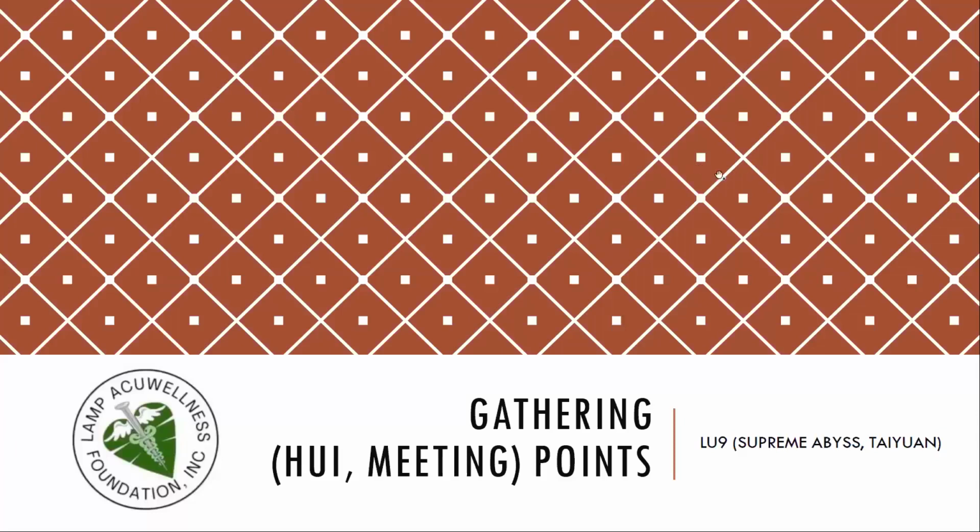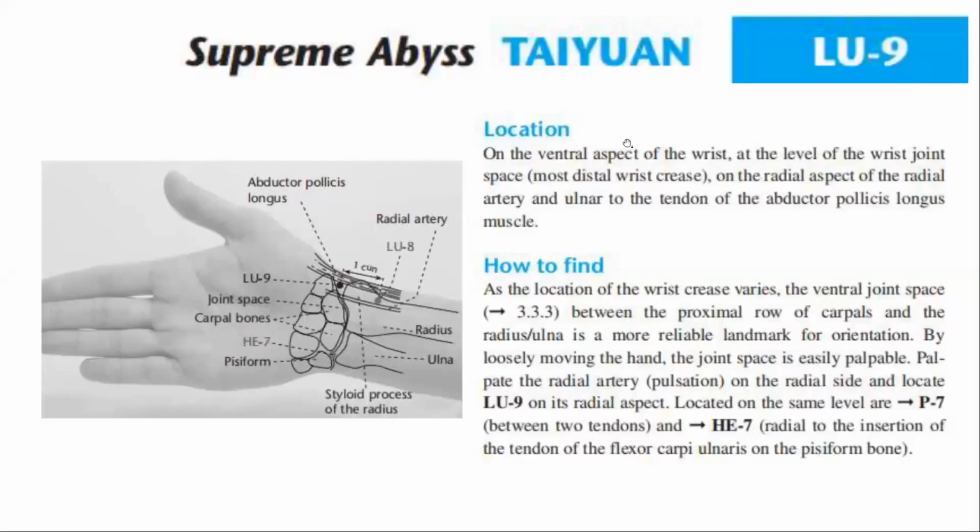Now we continue with the gathering points. Lung 9, Taiyuan, supreme abyss. Lung 9 is located on the ventral aspect of the wrist at the level of the wrist joint space, most distal wrist crest, on the radial aspect of the radial artery and ulnar to the tendon of the abductor pollicis longus muscle. How to find?